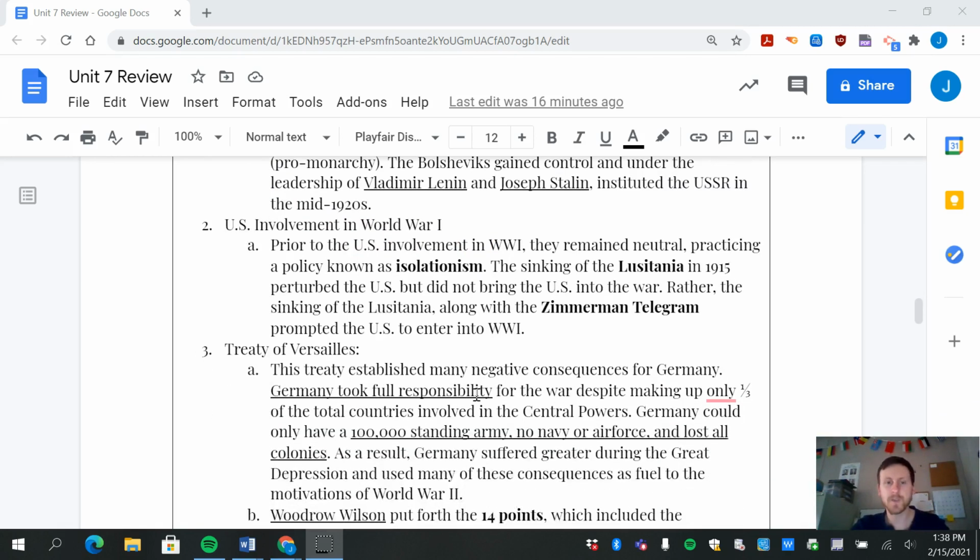Now, whenever it comes to the U.S. in World War I, prior to their involvement, they are officially neutral, and they're practicing a policy known as isolationism. Isolationism is something that was practiced in the past by Japan and China. Ultimately, it was kind of their demise because they were isolated for so long and fell so far behind.